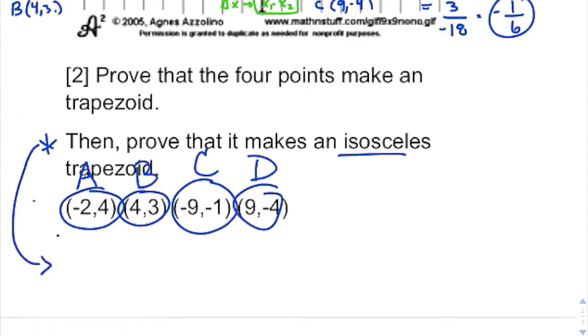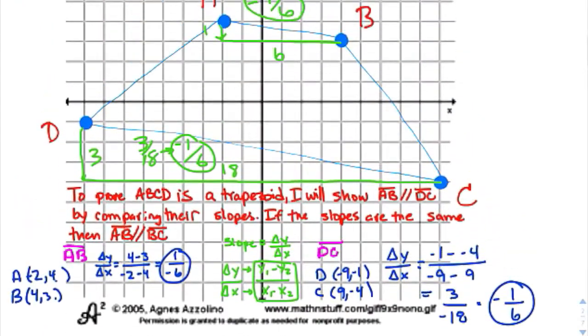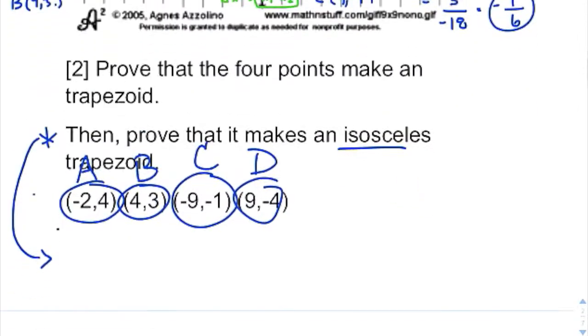Now let's talk about isosceles trapezoid. Isosceles just means two sides of the same length, namely these two guys. If we're looking for length, we're talking distance formula, so that's got to be part of our statement of intent. I think if I can show AD is congruent to BC, we're in business. So let's go ahead and write that out.